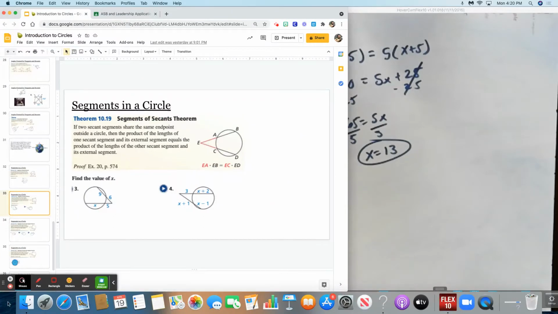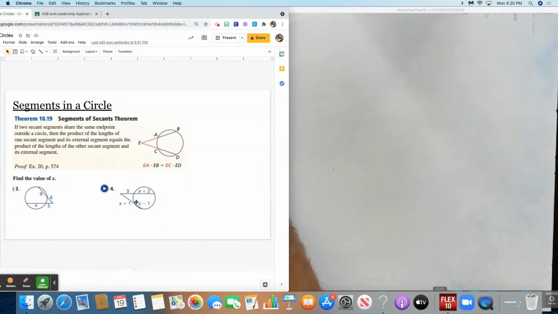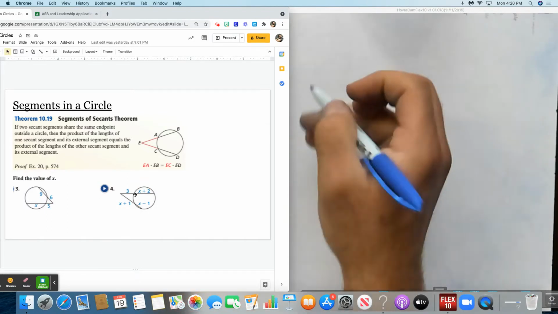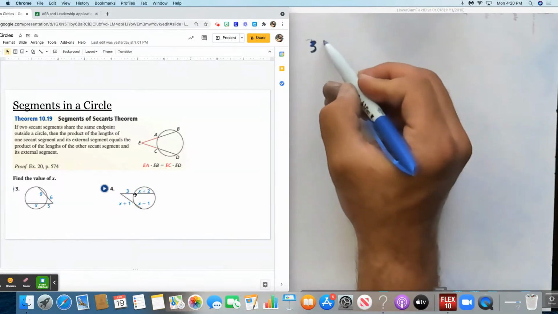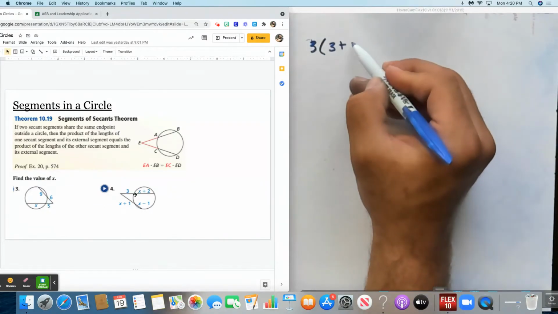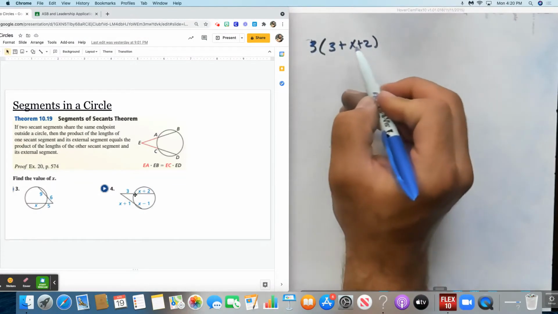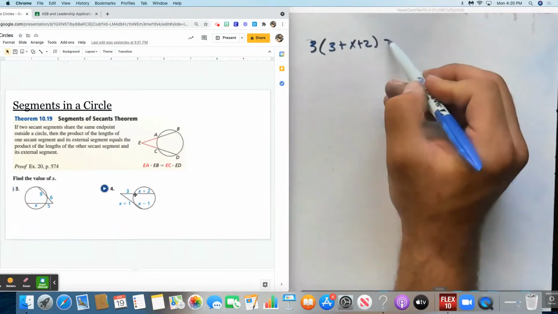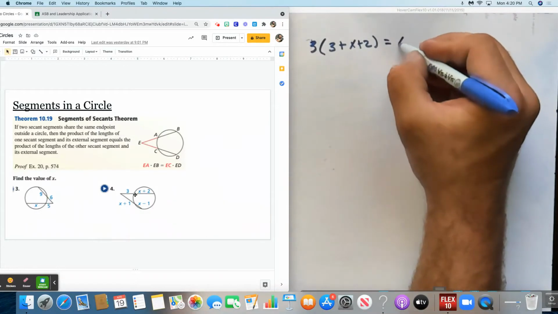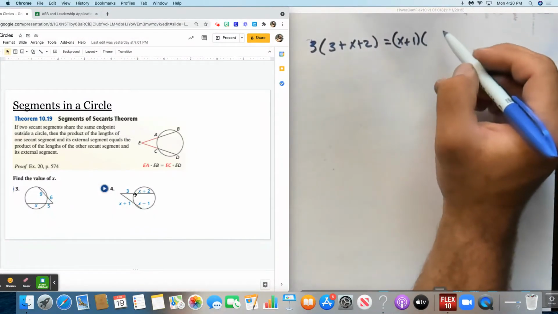Okay, now looking at example 4 down here, we've got 3, we're going to take that outside part, 3 times 3 plus x plus 2. Again, this is the outside piece times the sum of the outside piece and the inside piece is equal to x plus 1, which is the outside piece, times the sum of the outside and inside piece.